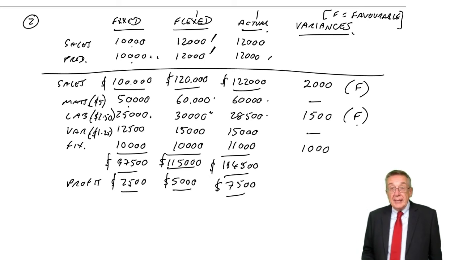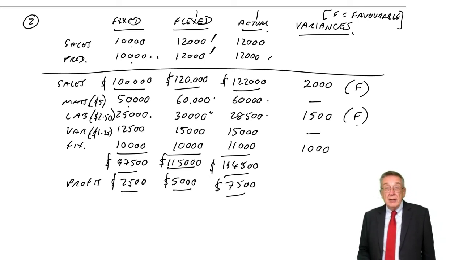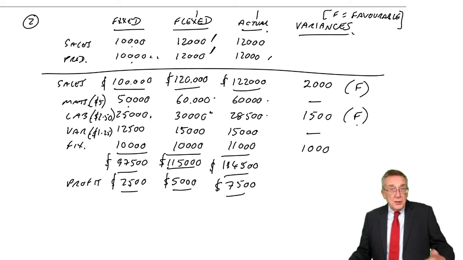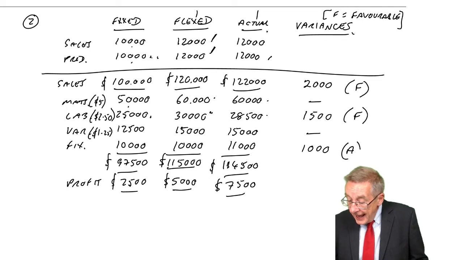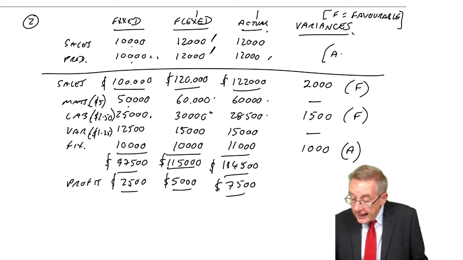Finally, fixed overheads. We've overspent. 11 should have been 10. Losing us money, it would mean less profit. We write against it A, and the letter A stands for adverse.